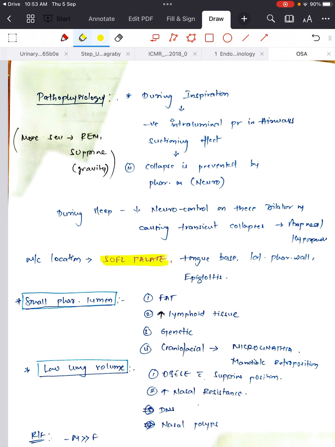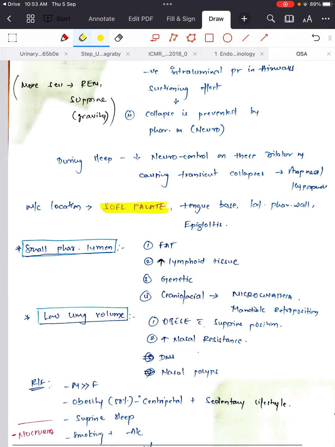Now the most common location of this collapse is at the soft palate. Other than that, it could be the tongue base, lateral pharyngeal wall, or epiglottis. Now what are the conditions which can be triggered because of a small pharyngeal lumen?